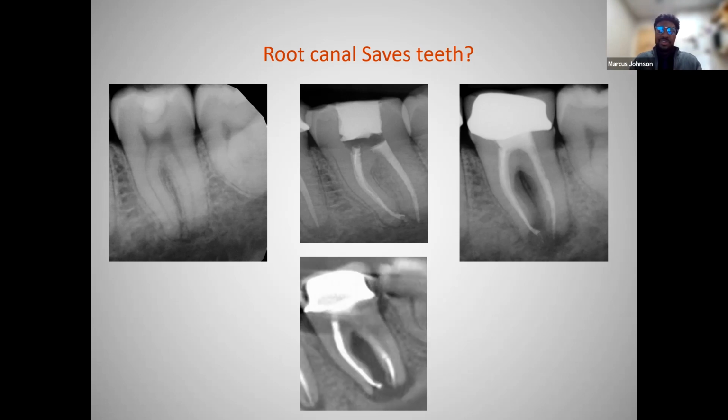Took a CBCT. Thankfully, I was now practicing with the cone beam in my practice. And you may or may not be able to appreciate this. Hope you can see my cursor. But this right here represents communication between the distal aspect or the mesial aspect of the distal root, okay?